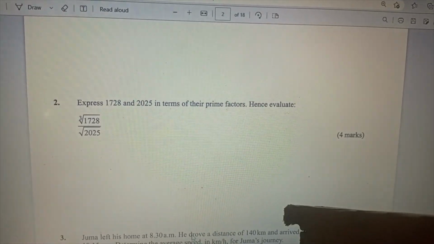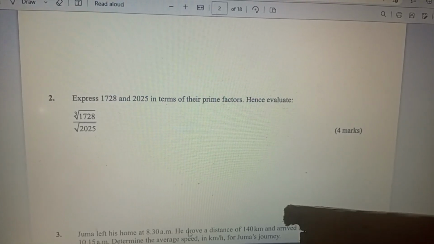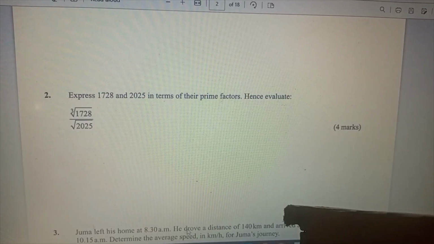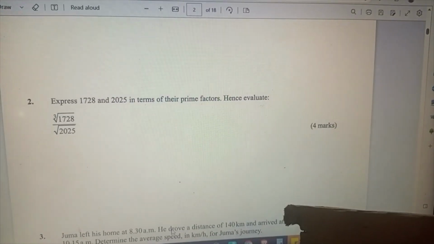Question 2. Express 1728 and 2025 in terms of their prime factors. Hence, evaluate the cube root of 1728 divided by the square root of 2025. Sorry for the blurry effect.